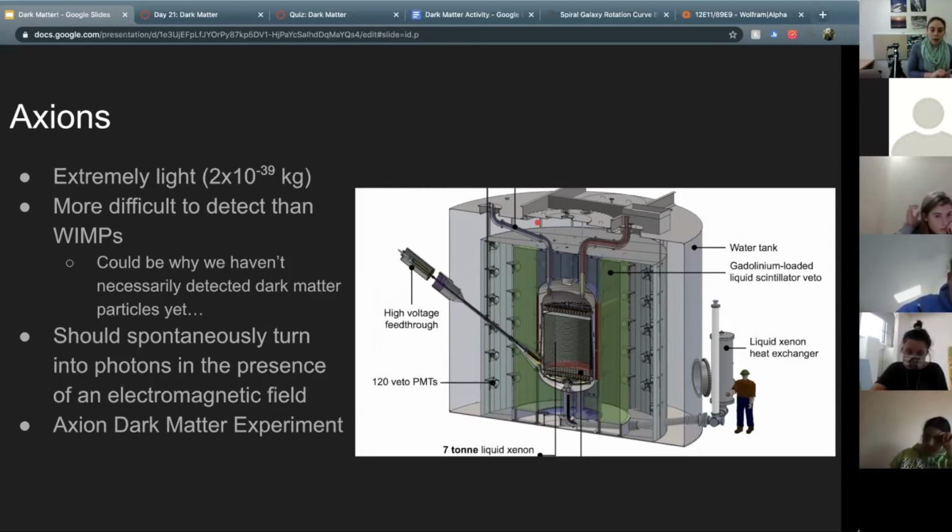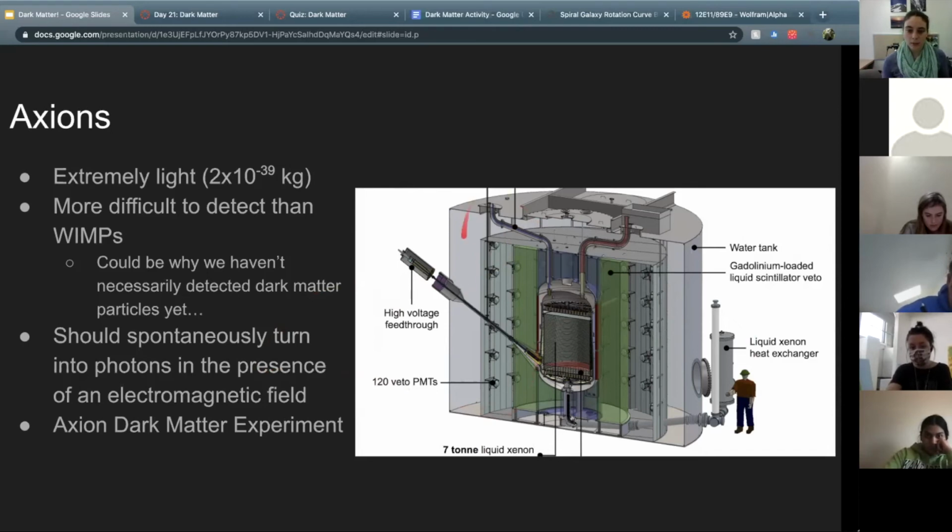The one way we might possibly be able to detect axions is that there should be conditions where axions spontaneously turn into photons. If you have axions in the right electromagnetic field, then they should change into photons. And we can detect photons. Photons are light, so any camera detects photons. And that's what the people at the Axion Dark Matter experiment are trying to do.